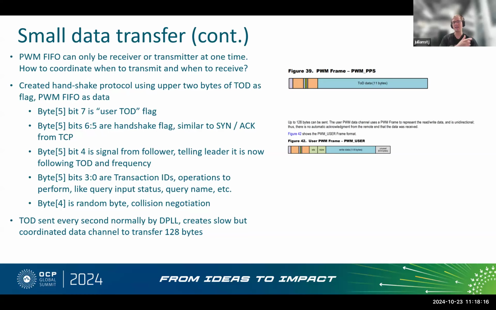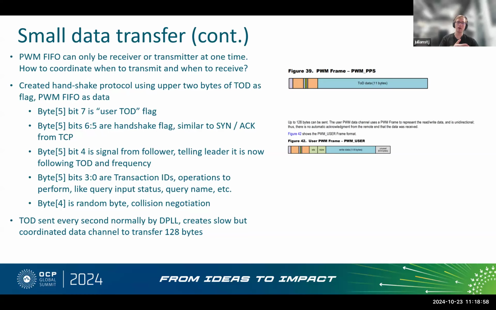If you have that set, then you have a handshake flag. Okay, I'm trying to talk to you. I haven't seen your response, that kind of thing, similar to TCP handshaking. Then bit 4 I made as a signal to the master from the follower that, okay, I'm following you now fully. And the other 4 bits I use as a transaction ID. There's not too many data fields that I'm defining right now, but certain things, like you want to query the input status. So, you have 10 inputs to the DPLL: how many are locked to what frequency, something like that. Or you want to query just the name or the MAC address, some predefined transaction IDs.